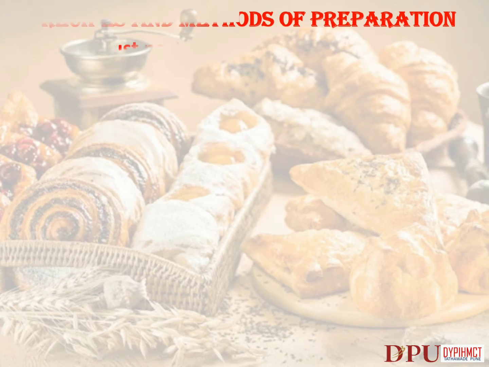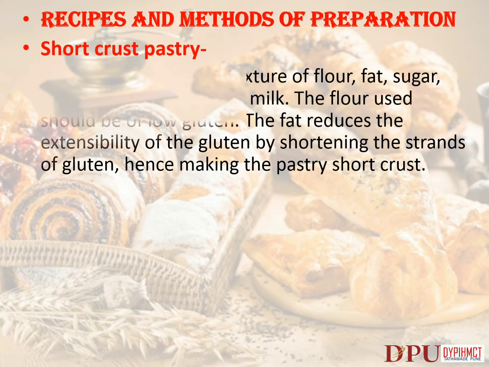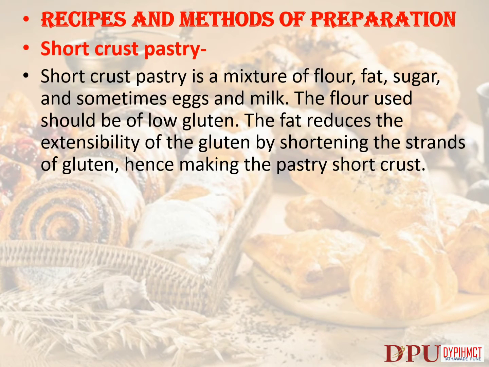Recipes and methods of preparation of short crust pastry. Short crust pastry is a mixture of flour, fat, sugar, and sometimes eggs and milk. The flour used should be of low gluten. The fat reduces the extensibility of the gluten by shortening the strands of gluten, hence making the pastry short crust.